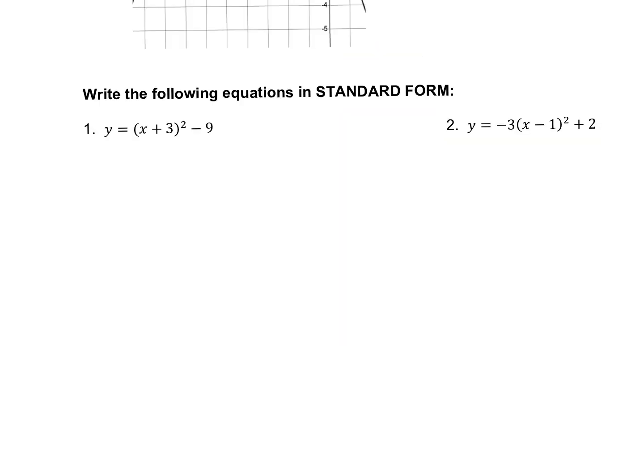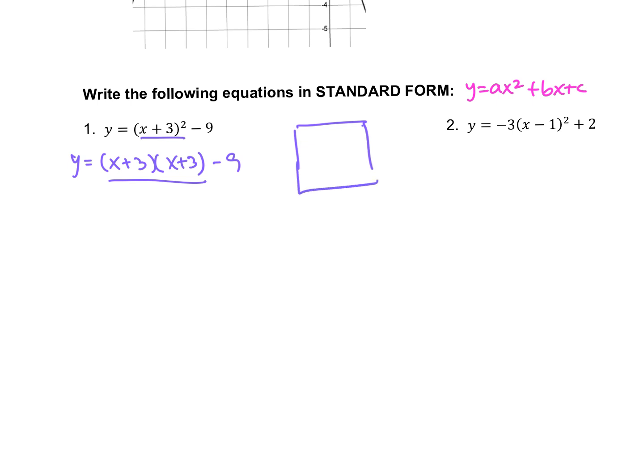Okay, now we're going to write the following equations in standard form. Standard form, again, remember, is y equals ax squared plus bx plus c. So the first thing we need to do is get rid of the square. So remember, when you see that square, that means we're writing this twice. Okay, so we're going to FOIL this and then combine like terms. I'm going to FOIL using the box method.